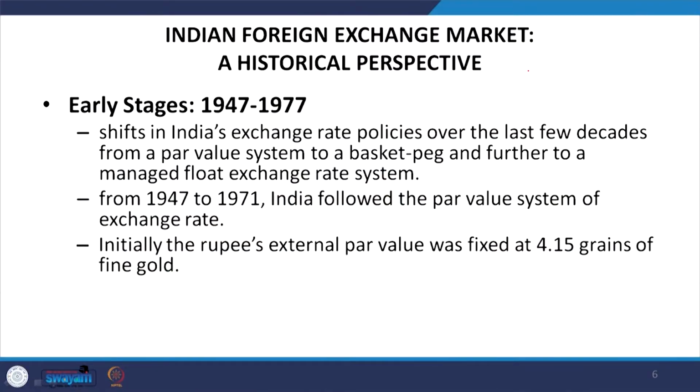So, now just to count down within that period, from 47 till 1971, India actually followed the par value system backed by a certain gold content. Under the par value system of the exchange rate, initially the rupee's external par value was fixed at 4.15 grains of fine gold. This is a very important quiz question, not just for this, maybe for the UGC NET exam and the UPSC civil service exam as well.